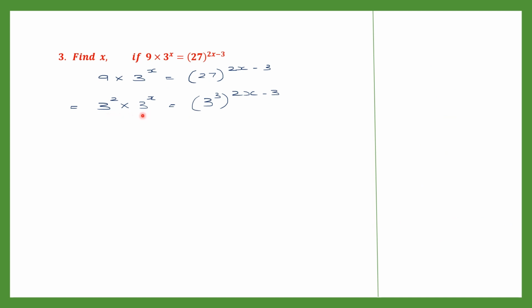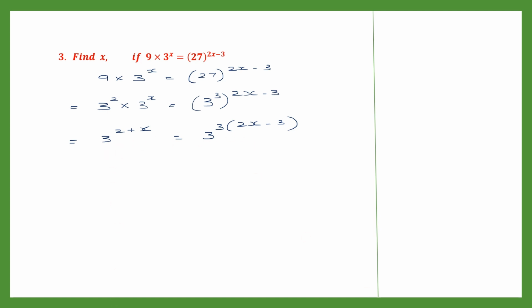Now, since the base is the same, here we can apply the product law, which says when you have to multiply two numbers where the base is the same, you can add up the powers. So in multiplication, we add up the powers, isn't it? So this becomes 3 to the power of 2 plus x. Now on the other side, we have 3 raised to the power of 3 and the whole thing raised to the power of 2x minus 3. That means we can use the power law here. According to the power law, it is 3 raised to the power of 3 into the other power, which is 2x minus 3. So now here you can see that both sides are equal.